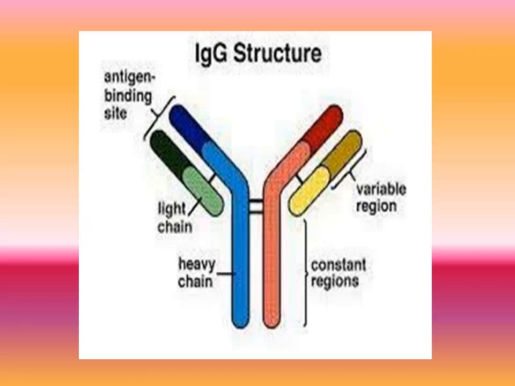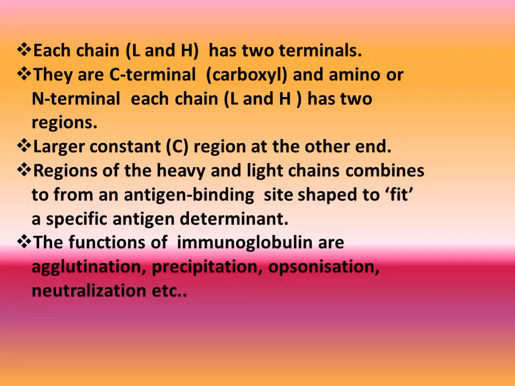Look at the IgG structure. So this diagram is very useful. We saw two chains, the L chain and the H chain. Both the chains have a carboxyl end and an N terminal amino end, so there are two regions. Then the constant region is at the other end. And it is in the variable region that the antibody and antigen fit.